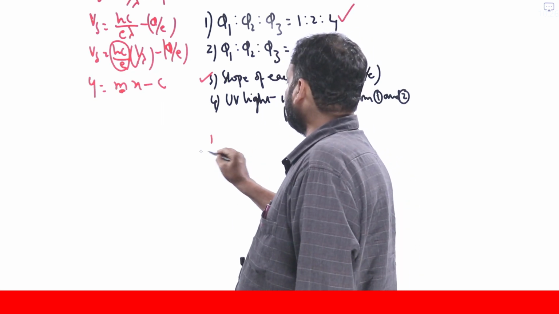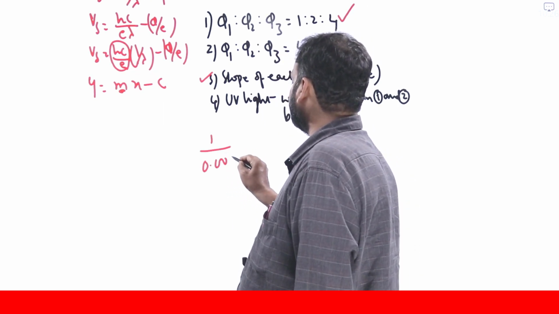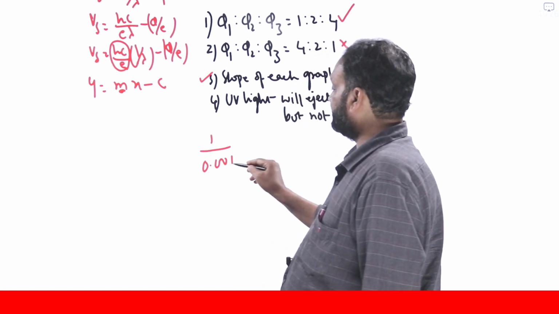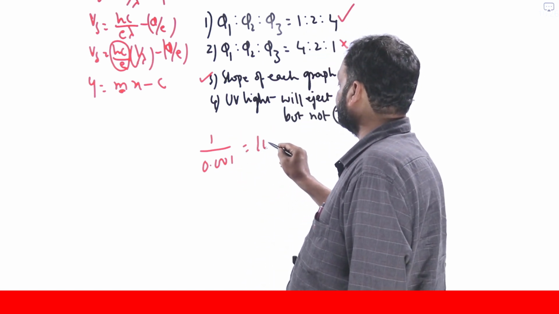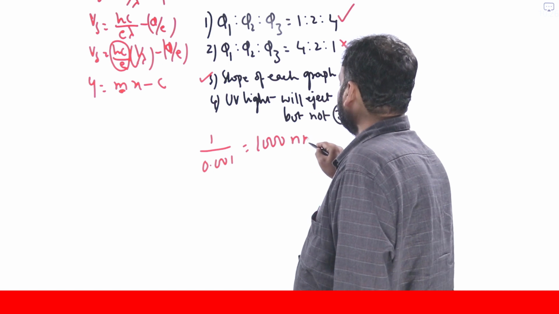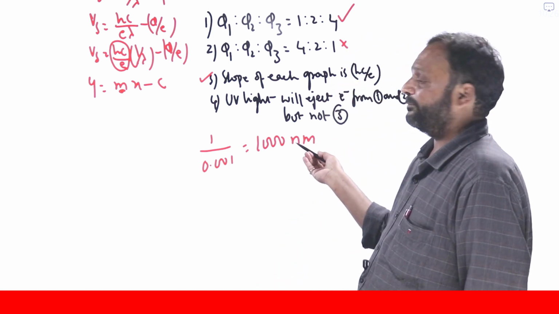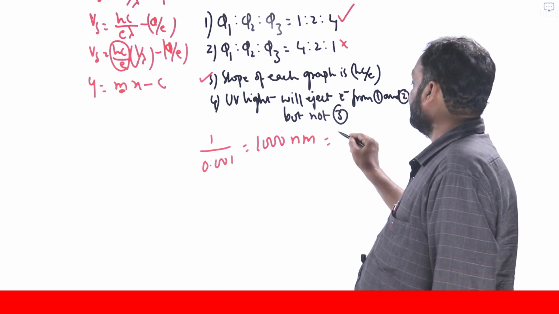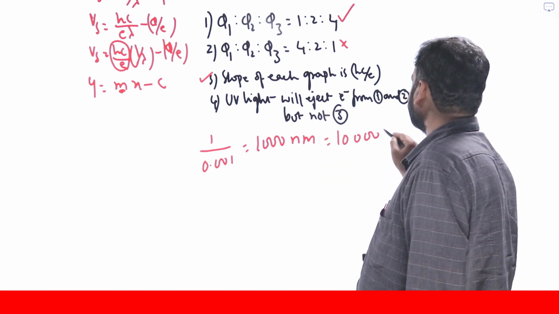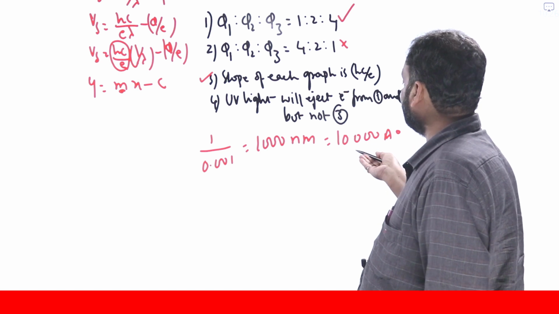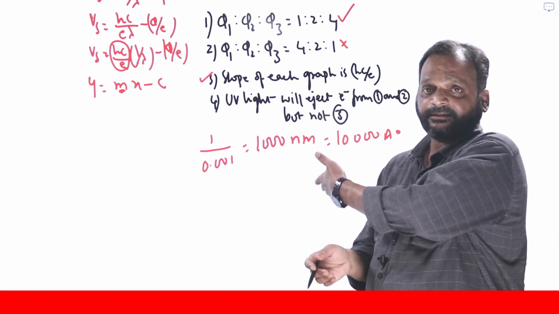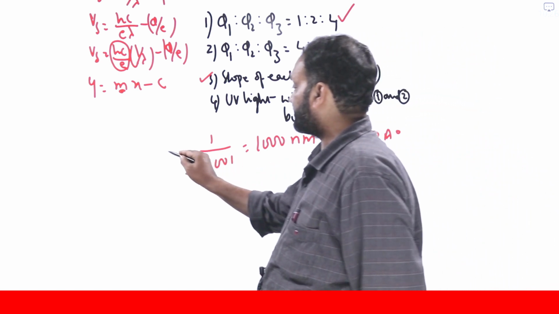Okay, 1 divided by 0.001 nanometer inverse means 1 by 0.001 nanometers, nothing but 1000 nanometers. 1000 nanometers means how many angstroms? Okay, 1 nanometer equals 10 angstroms, so it is 10,000 angstroms. Means wavelength less than 10,000 angstroms can cause photoelectric emission from that metal. This is for the first metal.